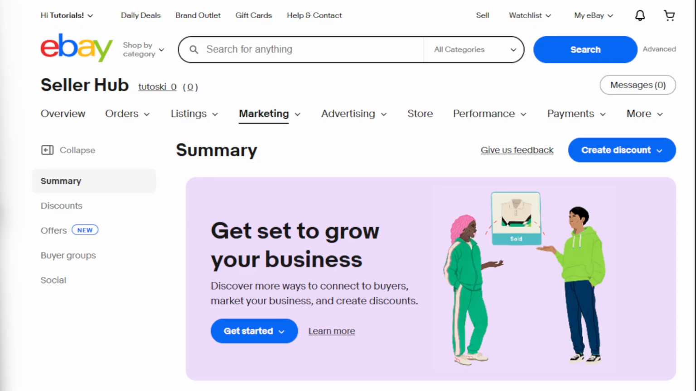Your coupon is now active and ready to go, which means it's now visible to your customers, and you can start reaping the benefits. By following these steps, you'll be able to create a coupon campaign that not only drives traffic to your eBay listings, but also helps convert those views into sales.